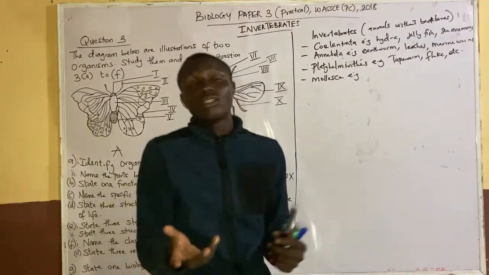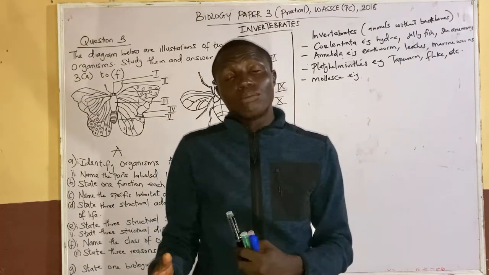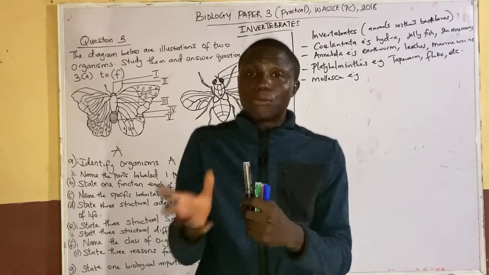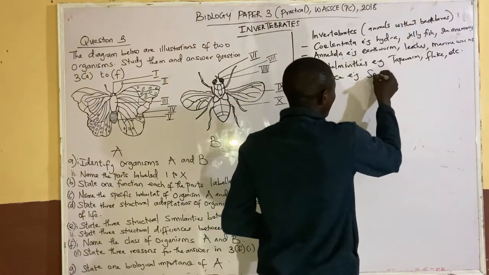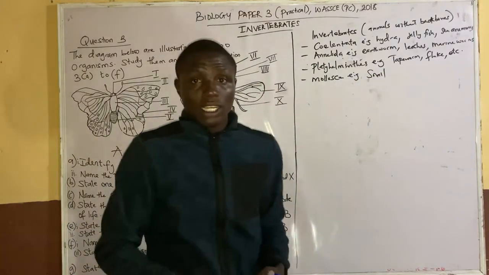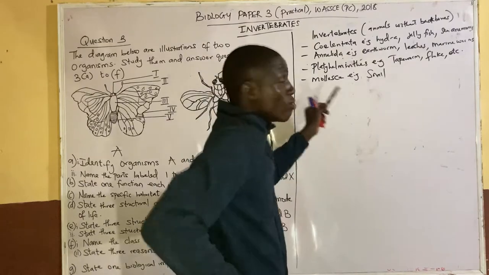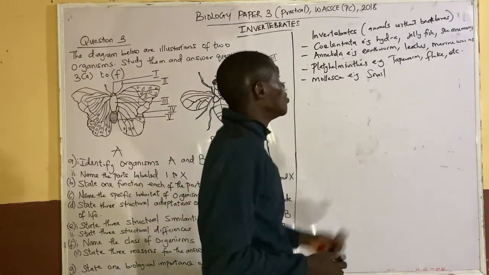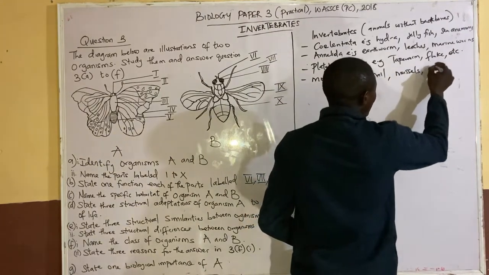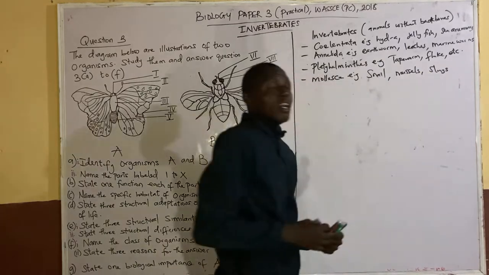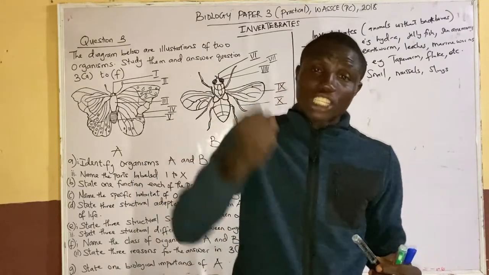I repeat myself again. Mollusca is a group of animals which have soft bodies, which are usually protected by a protective shell. A popular example of this is the snail. You can see that a snail has a soft body and it has a shell at its back. We have the snail, we have mussels, and we have slugs. These are examples of mollusca, usually animals with soft bodies and shells around them.